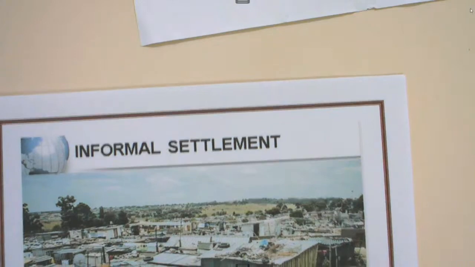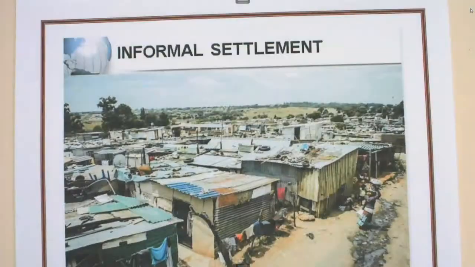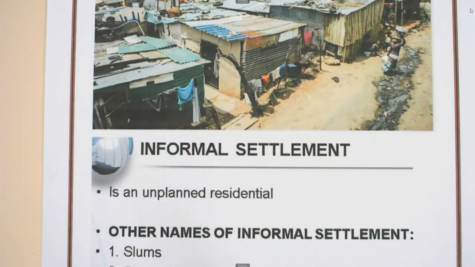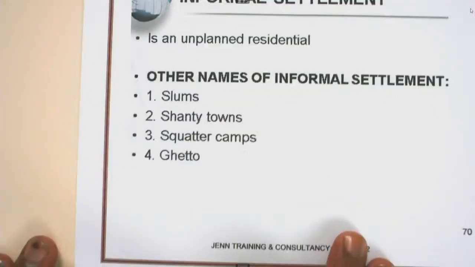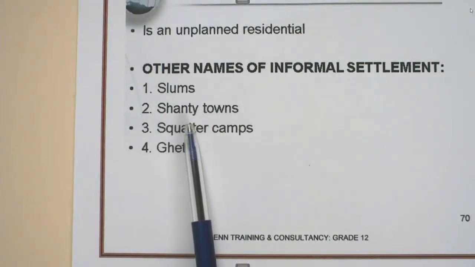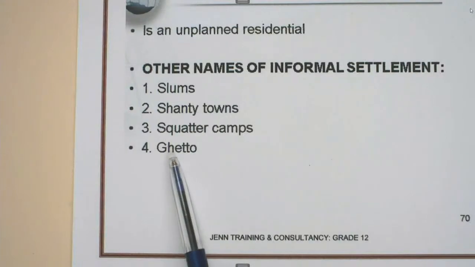So now let us move, in these 5 minutes that I'm having, to the informal settlement. Informal settlement is an unplanned residential area. They are also known by other names such as slums, shanty towns, squatter camps, or ghettos.